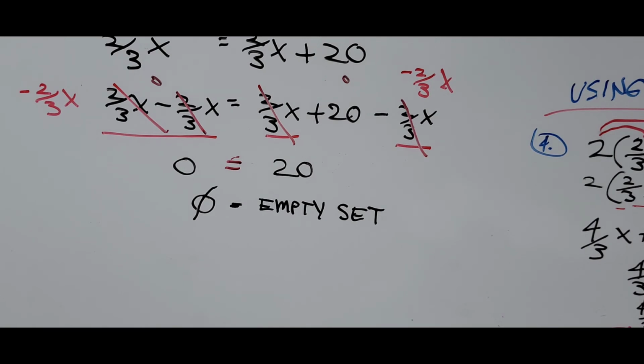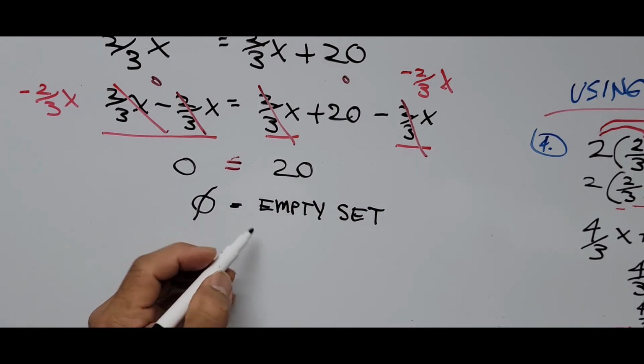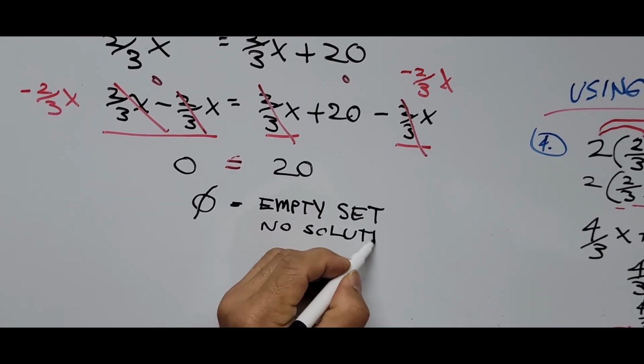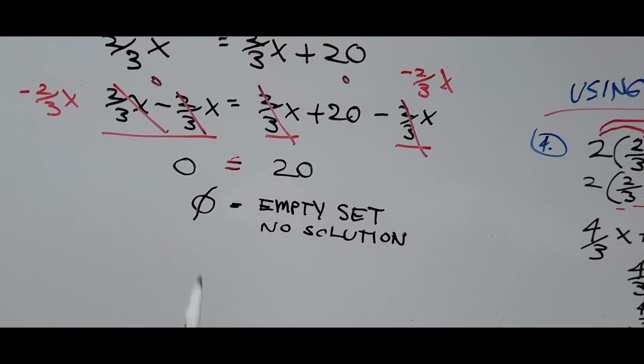Alright, what does it mean by empty set again? The variable has no value in the equation. Okay, the variable has no value to make it true, since there's no way 0 is equal to 20. So, alright, that means there's no solution. No solution. Alright, so we signify our answer with that symbol, the empty set. Yep.